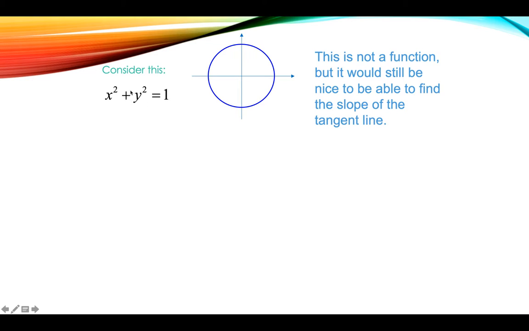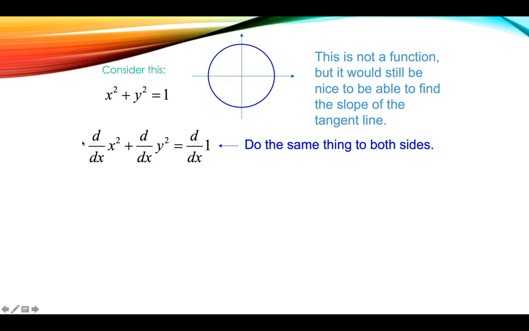So what we're going to do is start off by taking the derivative with respect to x of both sides of the equation. All right, so the derivative of the sum is equal to the sum of the derivatives. So I'm going to have the derivative with respect to x of x squared plus the derivative with respect to x of y squared, and that is going to equal the derivative with respect to x of 1.